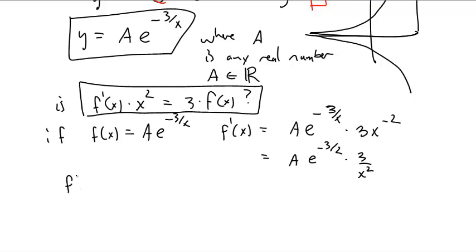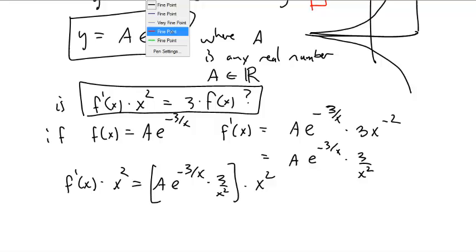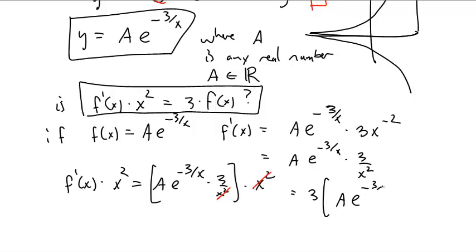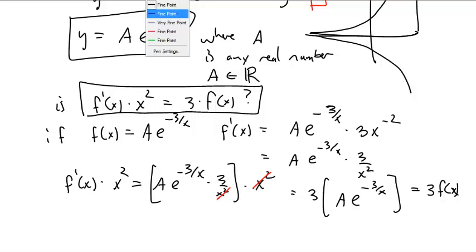And so this is what we're trying to test. So f prime of x times x squared is a times e to the minus 3 over x times 3 over x squared, times x squared. That's the derivative. Multiply that by x squared. And these x squareds go away. And that is, in fact, 3 times a e to the minus 3 over x, which is 3 times f of x. In conclusion, yes.